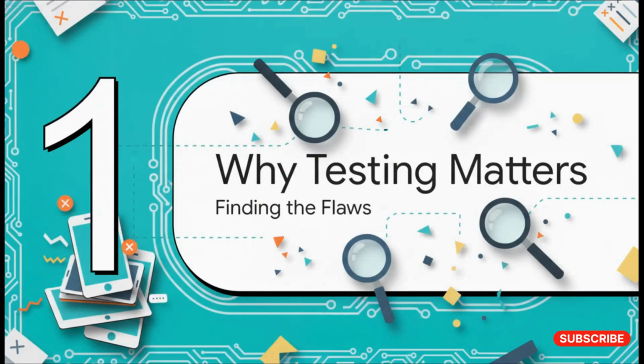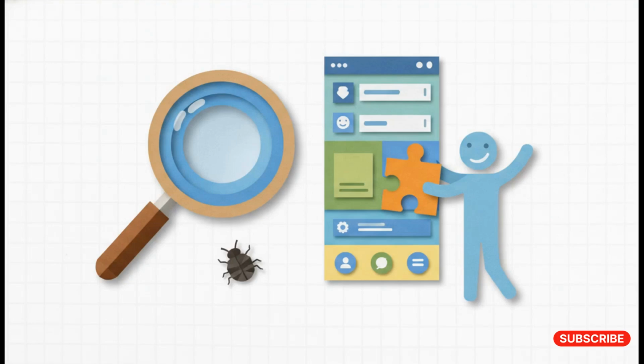All right, section 1, why software testing matters, finding the flaws. You know, what's really fascinating here is the sheer scope of what testing actually covers. Most people just assume testing is hunting down bad code. And yeah, sure, it absolutely identifies hidden bugs in the code. But look at that second point. It uncovers missing user requirements.